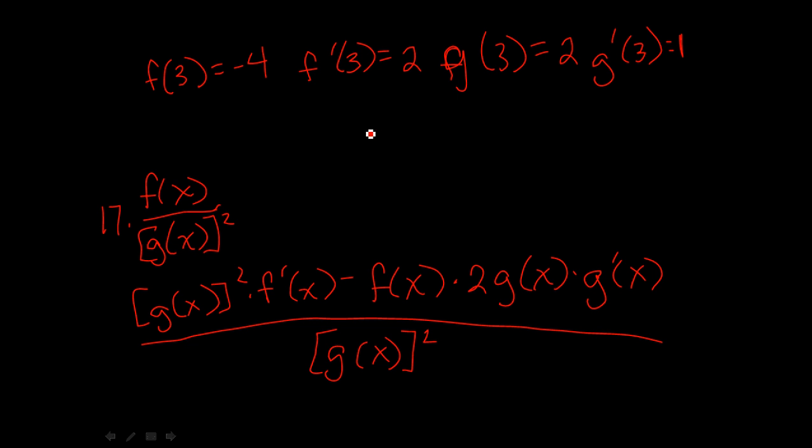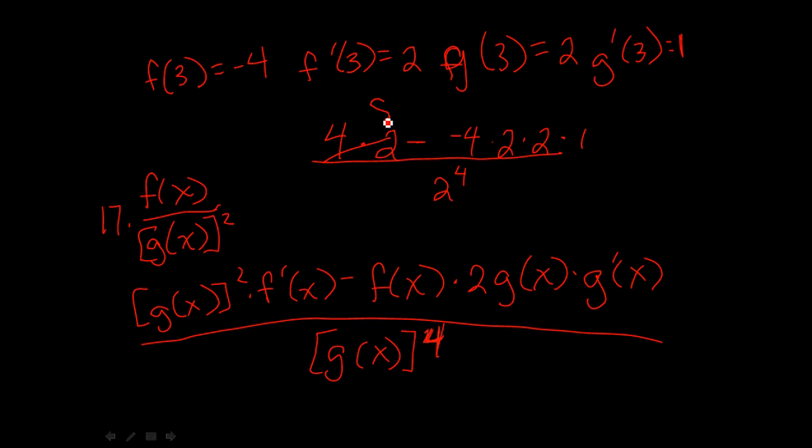So if I substitute in the numbers, which I'm going to do up above since I don't have as much space, g of x squared, or g of 3 squared, would be 4. F prime of 3 is 2. F of 3 is -4 times 2. G of 3 is 2. And g prime of 3 is 1. All over, oh, I said 4, but then I wrote 2. This is 4. Sorry. Okay, all over g of 3, which is 2, and then that's going to be to the 4th power. And then you could simplify that.